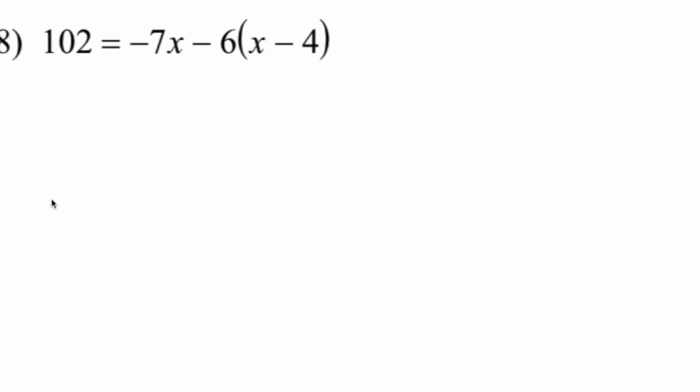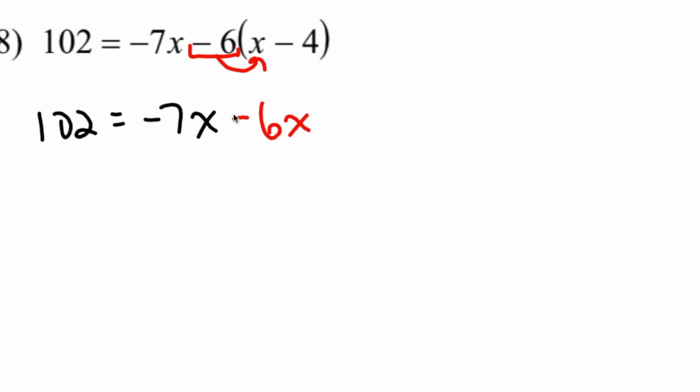Next, again, distributive property, that's what we're starting with here. So I'm going to rewrite 102 equals negative 7x. And now I will multiply this negative 6 through. But when you multiply that, don't multiply just the 6 through. It's a negative 6. The negative has to go with it. So negative 6 times x is negative 6x. And negative 6 times negative 4 is 24.